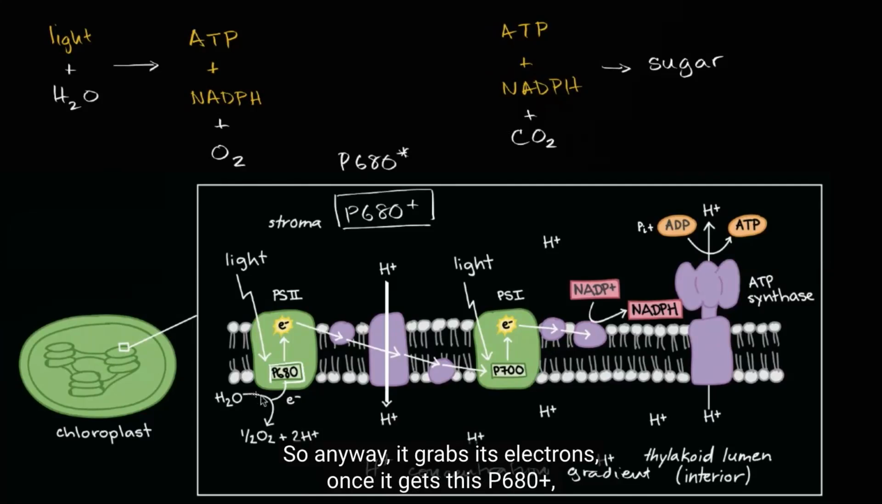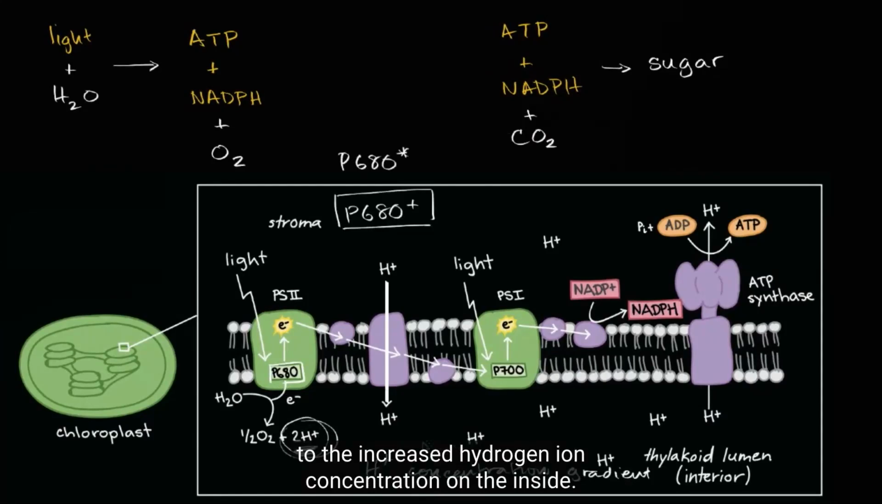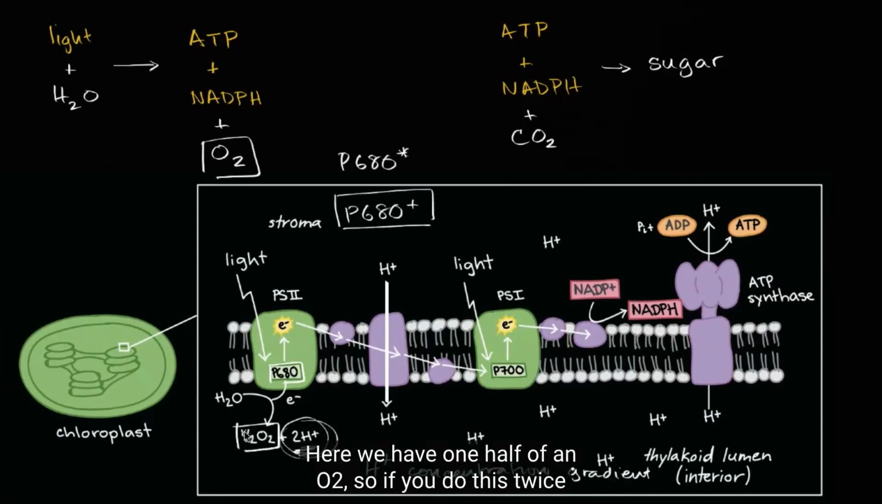So anyway, once this P680 plus grabs an electron from water, the water essentially falls apart, so you're left with the oxygen and the hydrogen ions. And so those hydrogen ions also contribute to the increased hydrogen ion concentration on the inside. And this is where we get the oxygen byproduct right over here. Here we have 1/2 of an O2, so if you do this twice, you're going to have molecular oxygen.